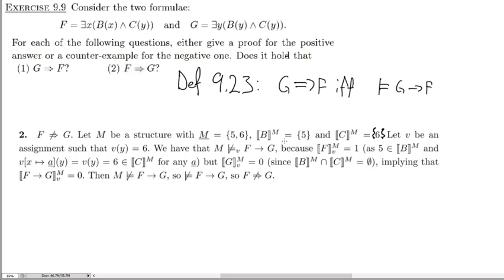But G is false because the intersection of B and C is the empty set. So B and C don't have anything in common. Look here, B has a 5 and C has a 6. They don't have anything in common, which implies that the evaluation of F implies G is false. Since this is false under our structure M, it is not true that F implies G is satisfiable under all structures, which means that it's not a tautology, it's not valid, and therefore, by definition 9.2 again, it means that G is not a logical consequence of F.